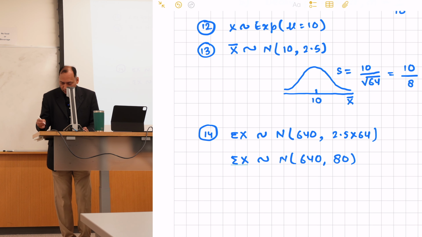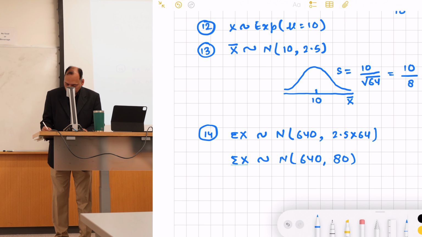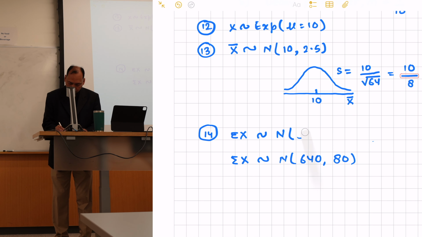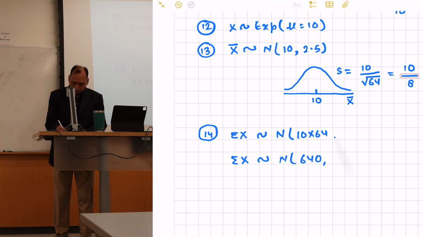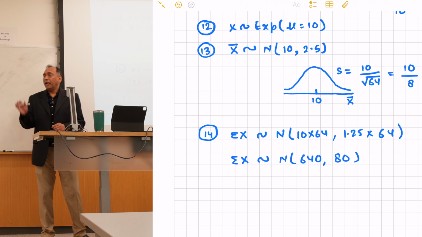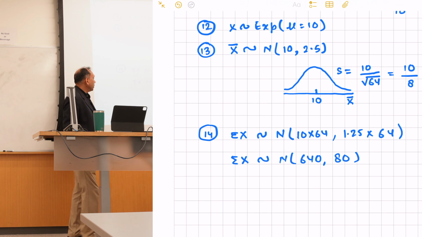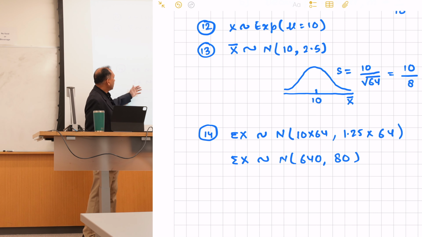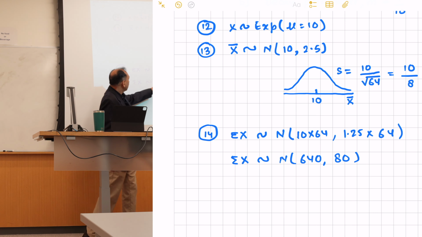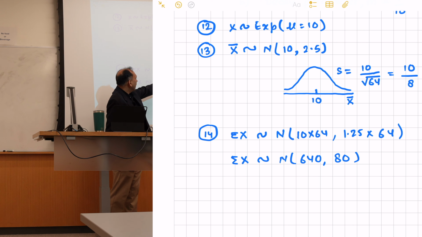So let's correct that. And this is 10 times 64, and 1.25 times 64. So that is 80. So instead of average, we are finding distribution of the total. The only thing that changes is we multiply both by n.